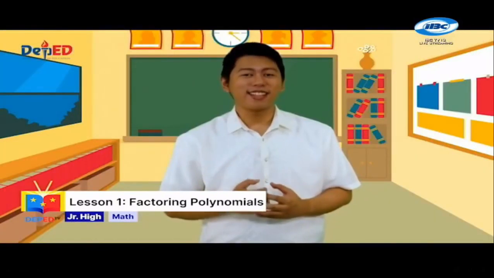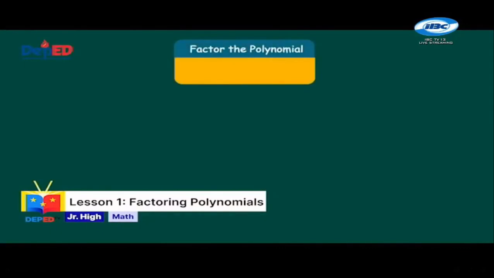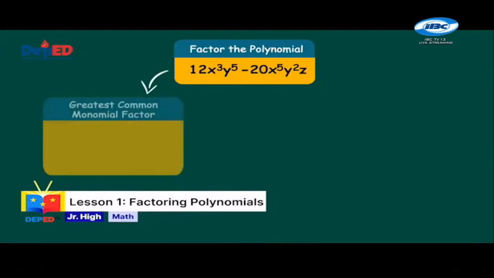Now, let us try this example. Write 12x cubed y raised to 5 minus 20x raised to 5 y squared z in complete factored form. Again, we can break it down into parts so we can focus on each step while factoring. First, find the greatest common monomial factor. 12 is equal to 2 times 2 times 3. And 20 is equal to 2 times 2 times 5.